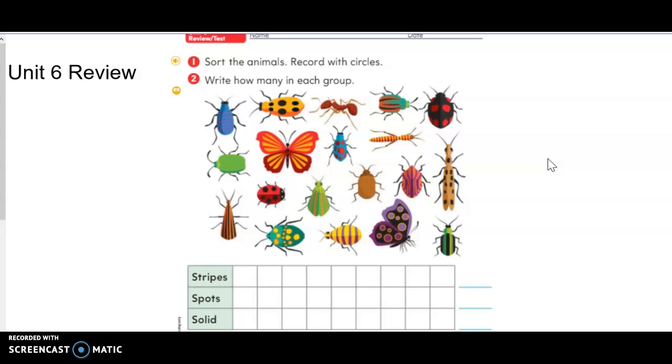So first thing we have to do is sort the animals and record with circles. We're looking at animals with stripes, animals with spots, and animals that are solid. So first, find how many animals have stripes up here, and each one that you see, you put a circle down here. I would recommend making some type of mark on the animal so that you know that you already recorded it. So for example, stripes, I see 1, 2, okay, 3, keep going. Do the same thing for spots and solids, and then play the video again.